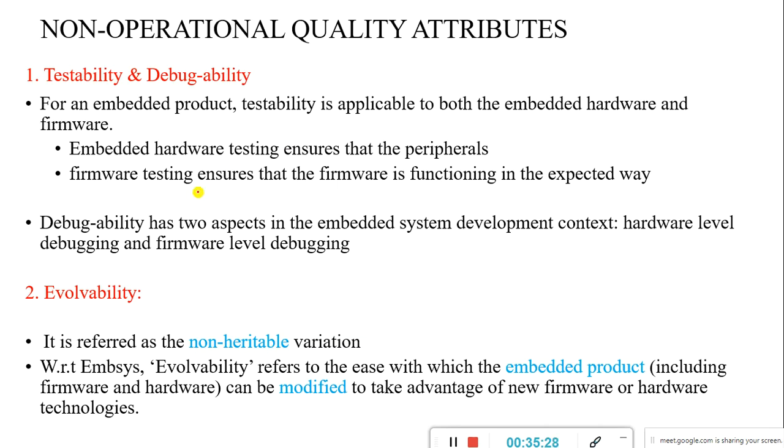Now, evolvability. The name itself indicates evolution, which comes from biology terminology. Evolution is something which is not inherent, not from the blood, not heritable. So non-heritable variation, anything you can consider a mutation, a change that is occurring in the embedded system.